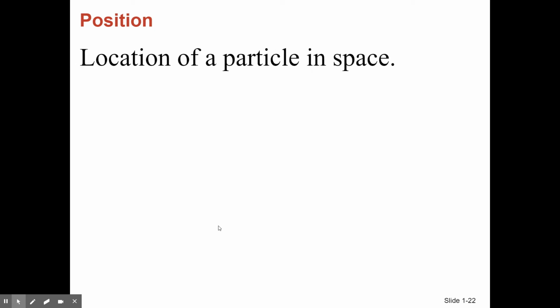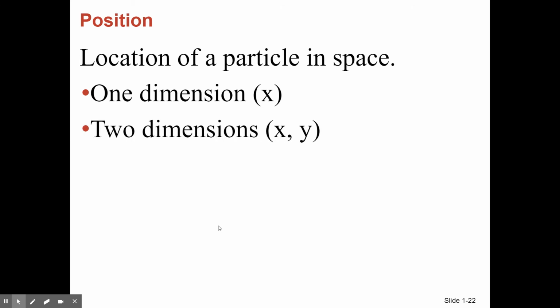So when we talk about a position, located somewhere, a particle in space, one dimension is just in the x direction. And let me just say too that one dimension can also be only in the y direction. So when you think of a particle in space, it can be just a single x position or a single y position. I forgot to put the y in there.